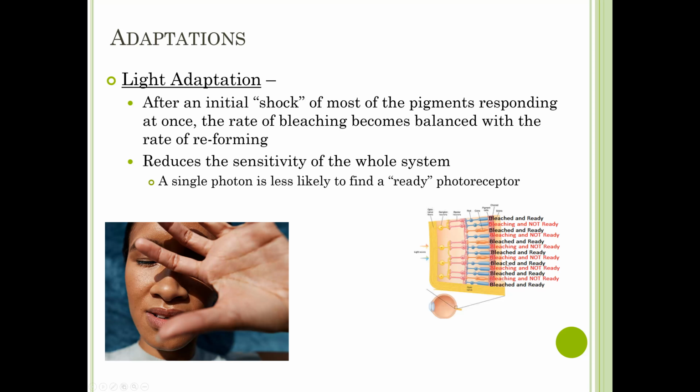So the whole system has a reduced sensitivity because a single photon of light has a higher chance of hitting one that's not ready, so it won't get activated. However, because you're in a bright light situation, there are enough photons of light around to hit ones that are ready that you're able to see. So we call that light adaptation.